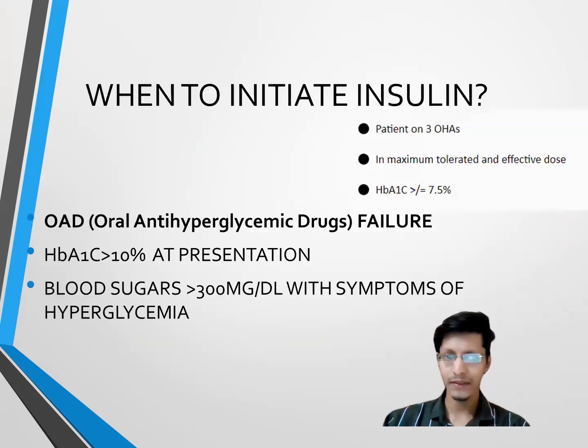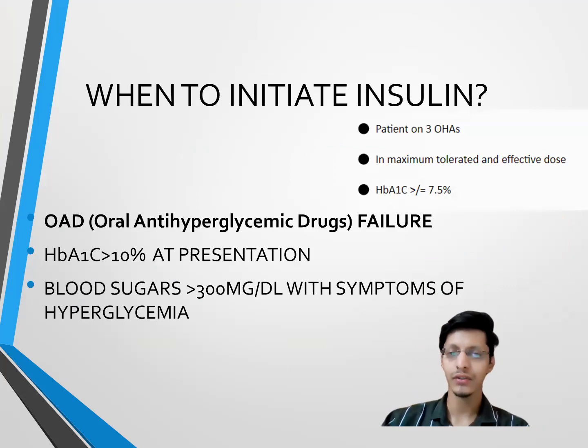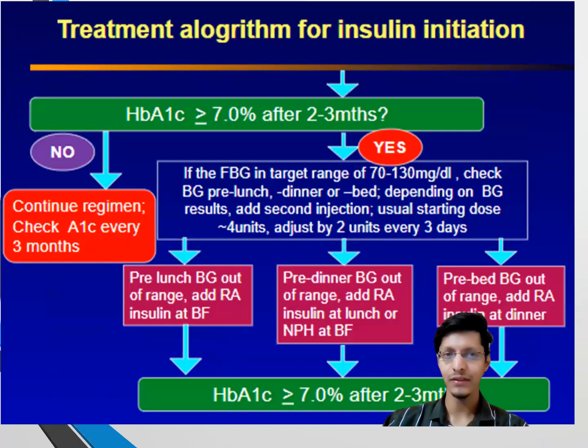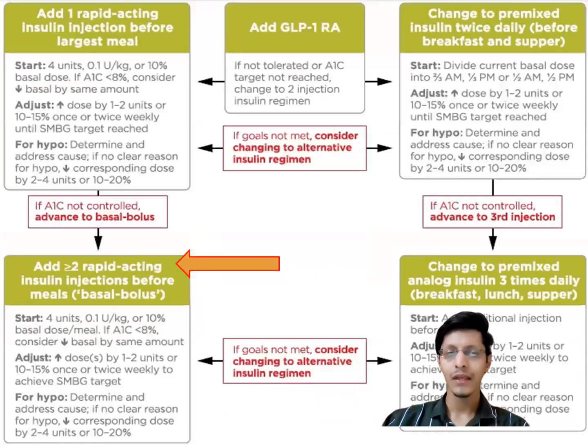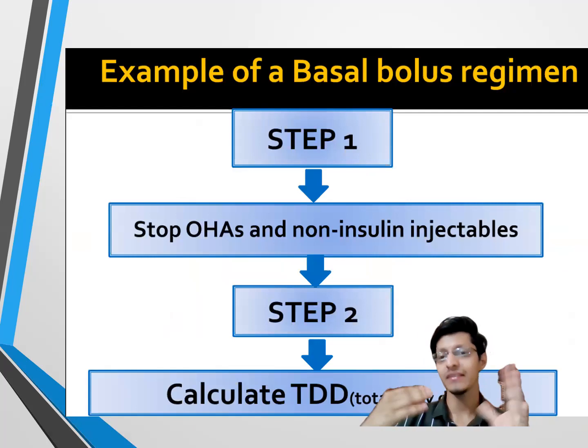So in the outpatient settings, let's see the outpatient setting. When there is a OHA failure or the blood sugar levels are more than 300 milligram per deciliter with symptoms of hyperglycemia, so start with the glargine 0.1 unit per kg, that is almost 10 unit at 10 p.m. And then you add a regular insulin to these patients. This we have already discussed, so I'm not going to discuss these things. So let me see how you have to start the basal bolus regimen.